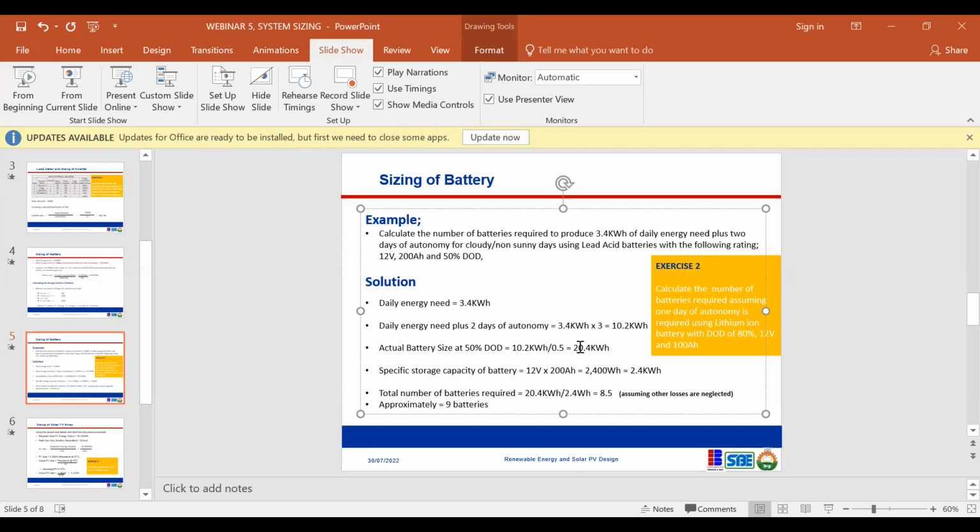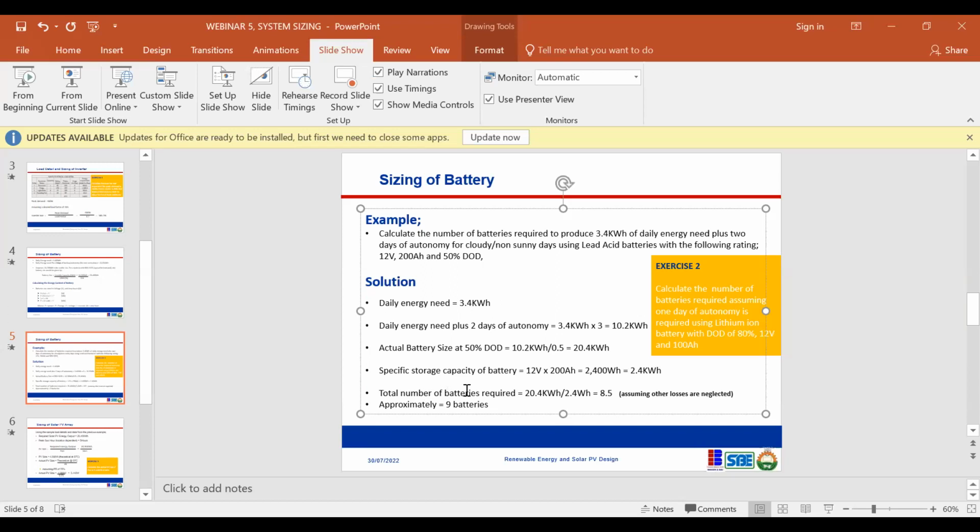Now, if we go to the market to buy these batteries, you will see that the battery is rated 12 volts and 200 amp hour at 50% DOD. Let us calculate the specific energy of one battery. The energy storage of one battery is 12 times 200. That will give us 2,400 watt hour or 2.4 kilowatt hour.